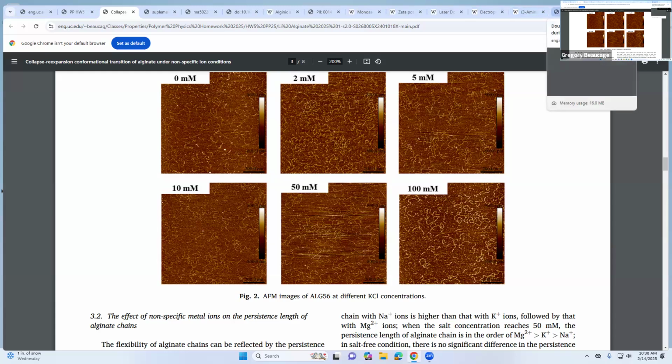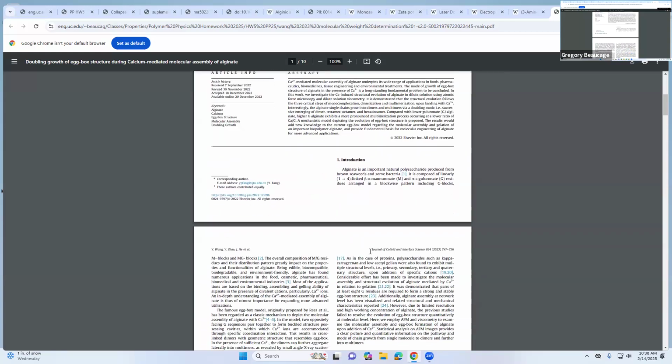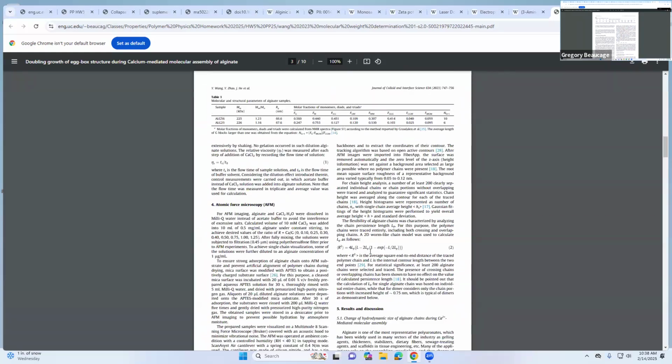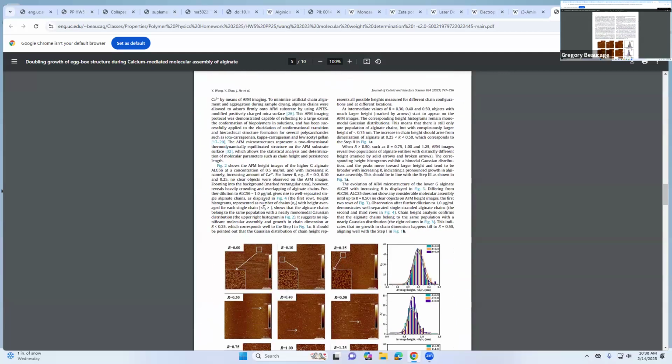Where is it? Yeah, this paper. This is where he gets the molecular weight. These guys did a similar kind of study. I'm not sure if they're in Shanghai, so it's a different school, I guess. Maybe Chengdu is the same one, I don't remember. Anyway, they get the molecular weights, and the polydispersity is like 1, meaning that basically they're monodisperse.